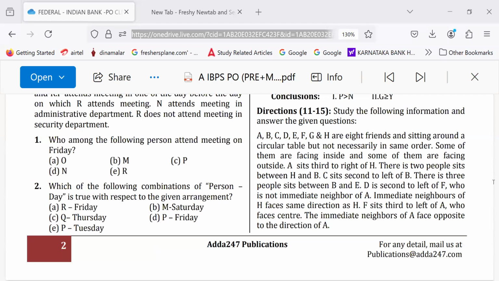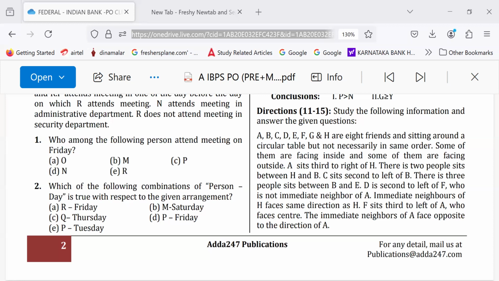Please read. A, B, C, D, E, F, G, and H are 8 friends sitting around a circular table, but not necessarily in same order. Some of them are facing inside and some of them are facing outside. A sits third to right of H, and there are 2 people who sit between H and B. C sits second to left of B, and there are 3 people who sit between B and E.